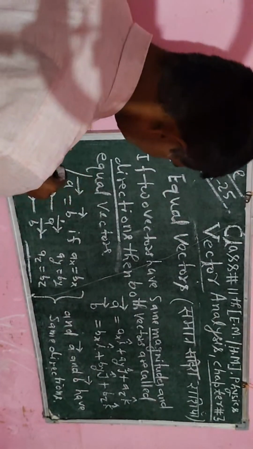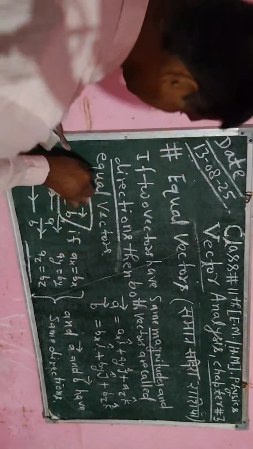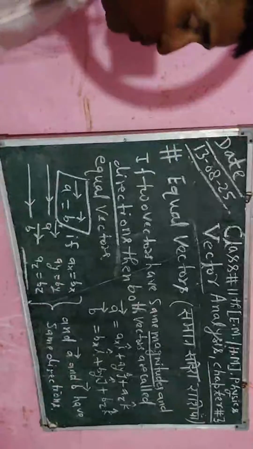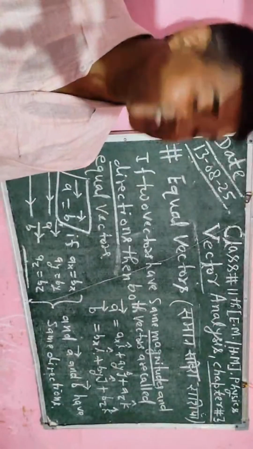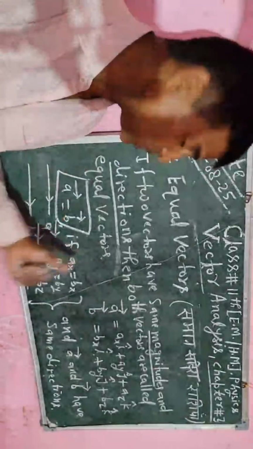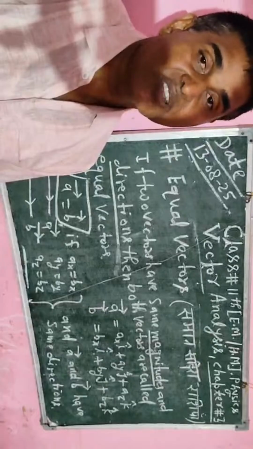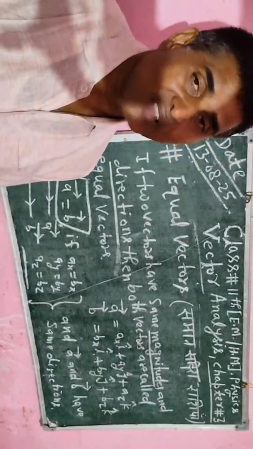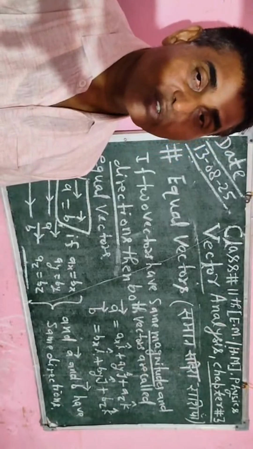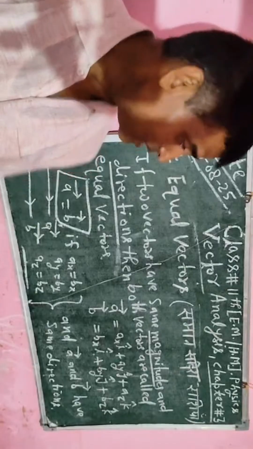So this is the information, and we have to note it. Okay, so both vectors, that is two vectors, will be equal. It means the corresponding coefficients of the vectors will be equal, and both vectors will have the same direction. Okay. This information I will also explain in Hindi, so students who are in Hindi medium can also understand in detail.